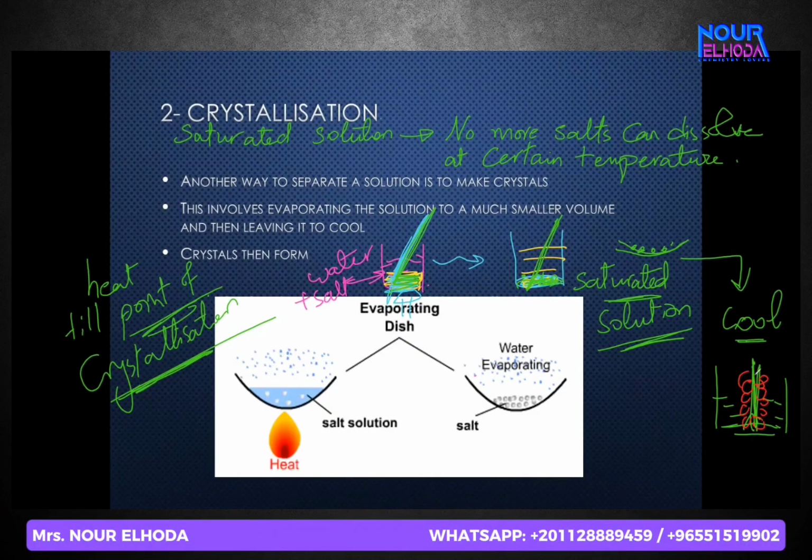So again, once I started heating, I keep heating, adding a lot of salts until no more salts can dissolve. Once no more salts can dissolve, I say I have a saturated solution. Exactly at that point I know I reached the point of crystallization. Why do I want to know when I reach the point of crystallization? To leave it to cool, so I let it cool and then stop.